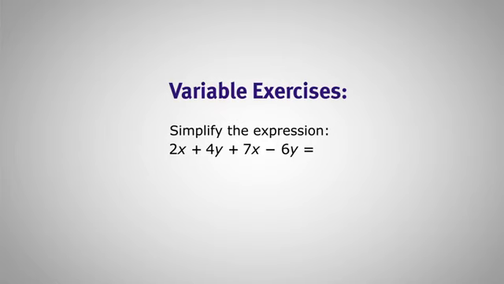So in this sequence, we have 2x that we can add to 7x, which equals 9x. The 4y we can add to the negative 6y, which becomes negative 2y. So our final expression reads 9x minus 2y.